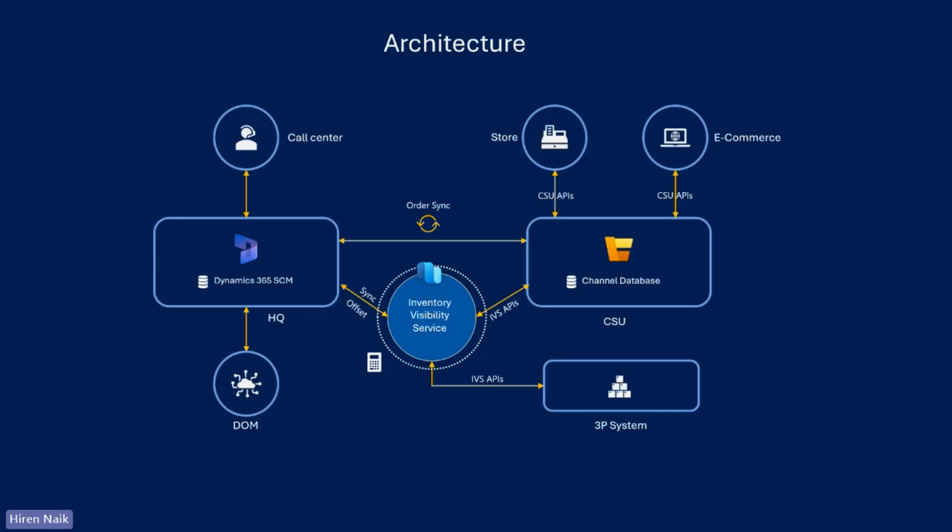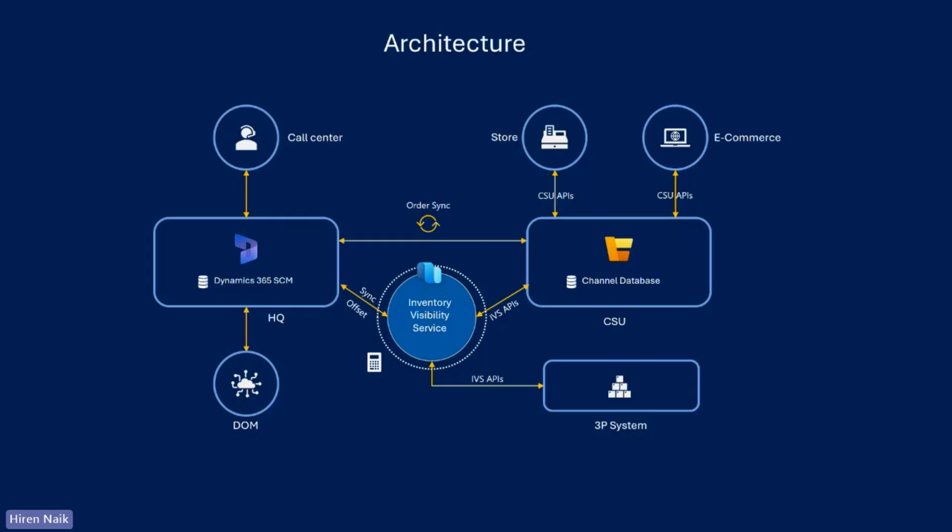So on the left, what you see is Dynamics 365 SCM. You would also recognize it as HQ or back office. We have an out-of-box integration between HQ and inventory visibility service, where all of the HQ on-hand information gets synced into inventory visibility service in near real time. This is a capability which is out of the box. You don't have to configure anything or do any integrations. This integration is out of the box.